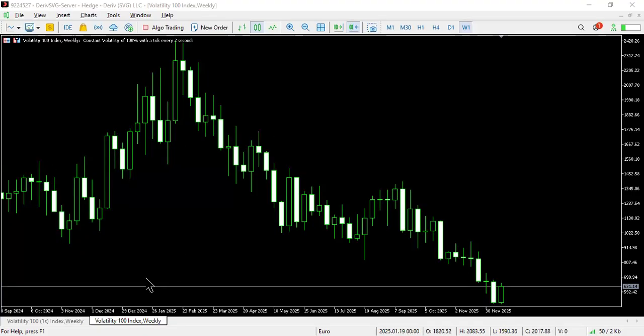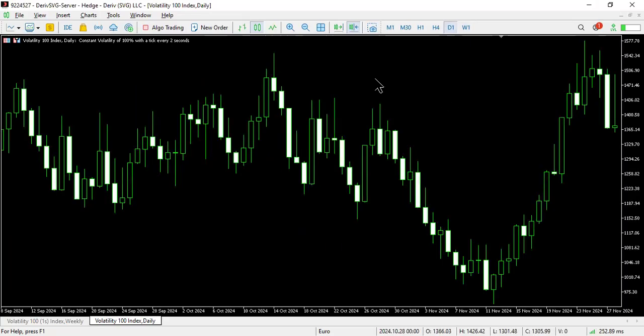So let us begin with volatility 100. We always begin our analysis from the weekly time frame. As we can see from the weekly time frame, the bias is very clear. Price is forming lower lows and lower highs, lower lows and lower highs. Therefore, from the weekly time frame, our bias is going to be bearish, and we're going to be looking for selling opportunities to the downside.